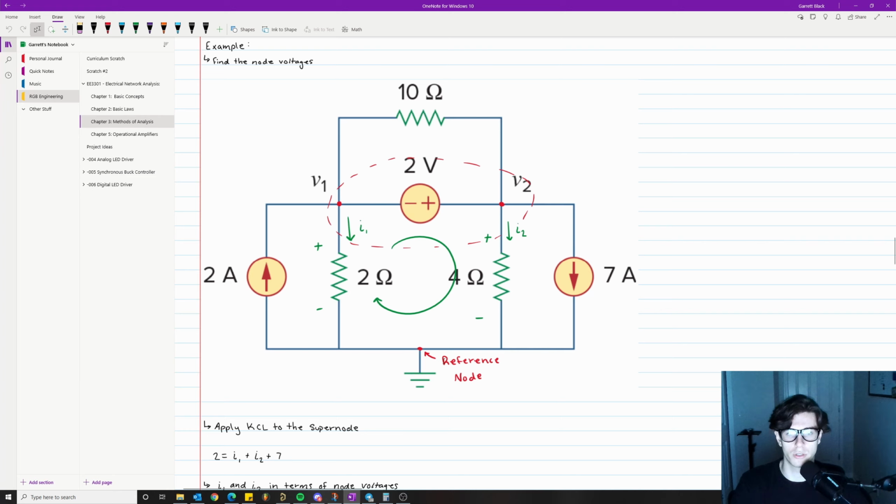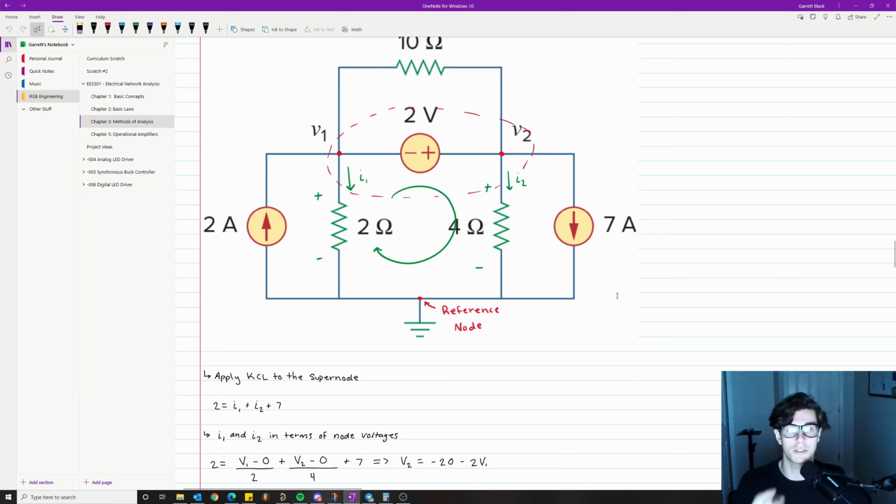So hopefully that should make sense there, where we have 2 amps going into the node. Then we have I1 leaving the node, I2 leaving the node, and then 7 amps leaving the node. And this is actually a really good example of how it doesn't really matter the directionality of your sources as long as you do the math right.